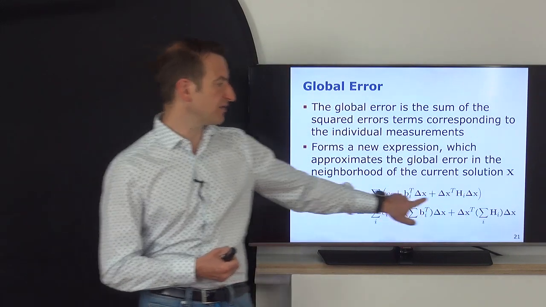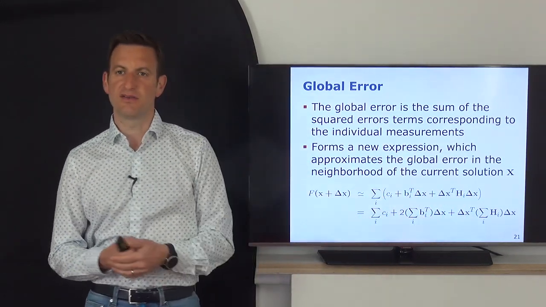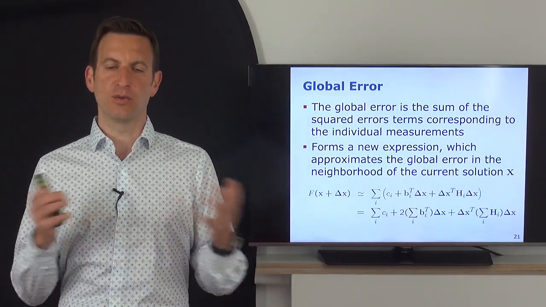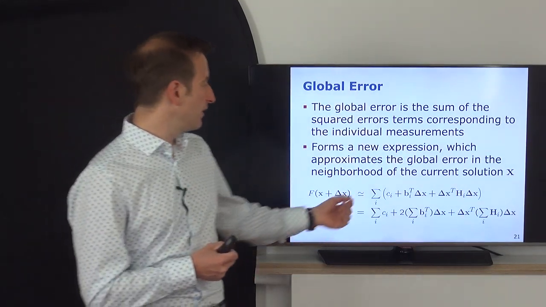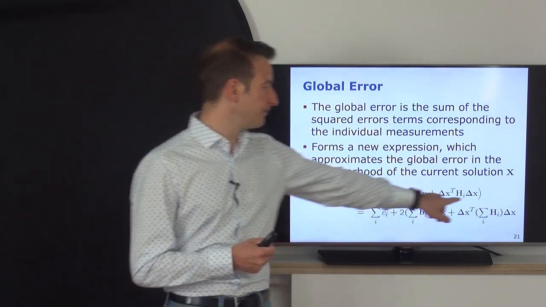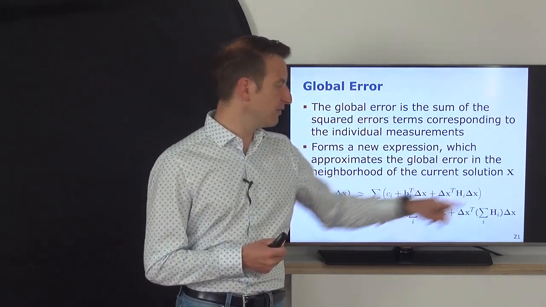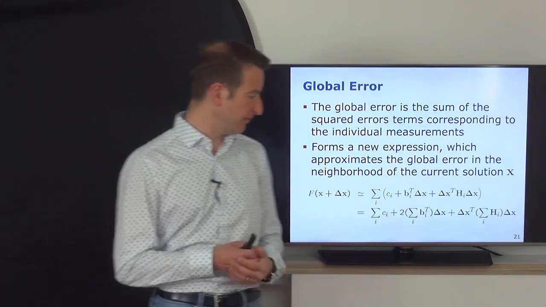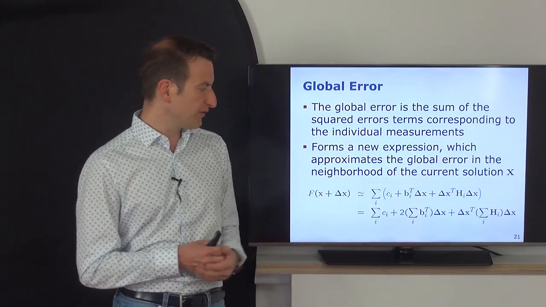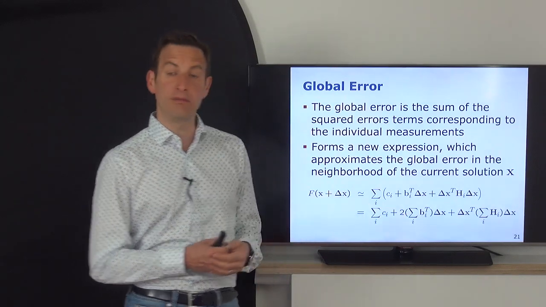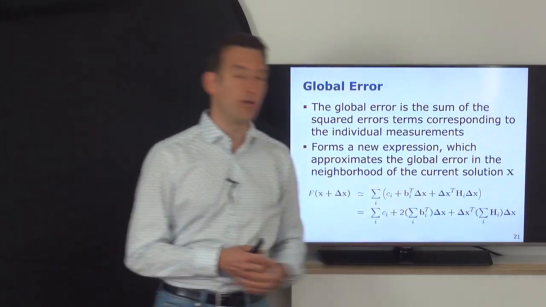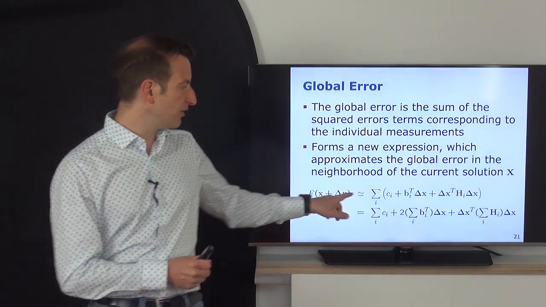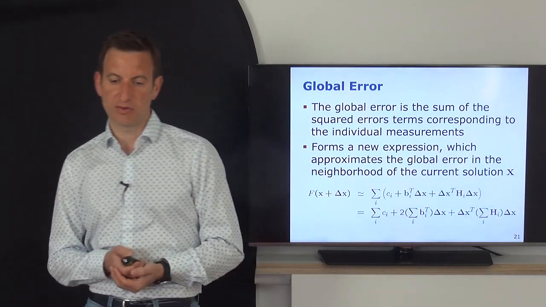So again, this was the result of the previous slide. This is the term for one single constraint or one single observation. And what I then can do is I can just move the sum into the individual sums here in the bracket. So I have the sum over all ci's, I have the sum over all bi's, and I have the sum over all hi's, because my delta x, of course, is the same in all the sums.